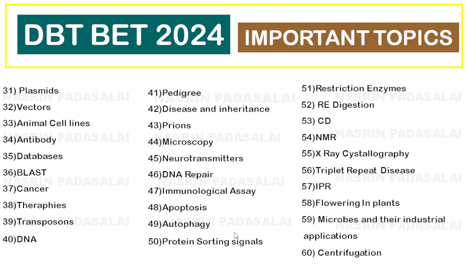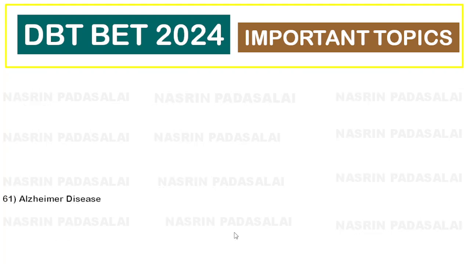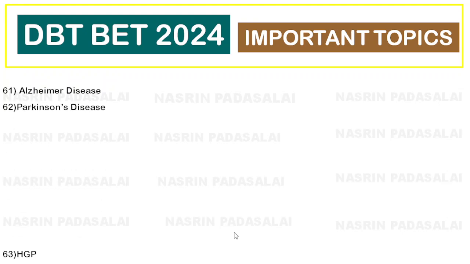Next is centrifugation. So specifically you need to know separation of cellular organelles by this centrifugation technique. Next is Alzheimer's. So just read about diseases like Alzheimer's disease, Parkinson's disease. Just read about these 2 diseases. So generally you need to know about diseases of the nervous system. Neurological diseases are highly important for this DBT BET examination.